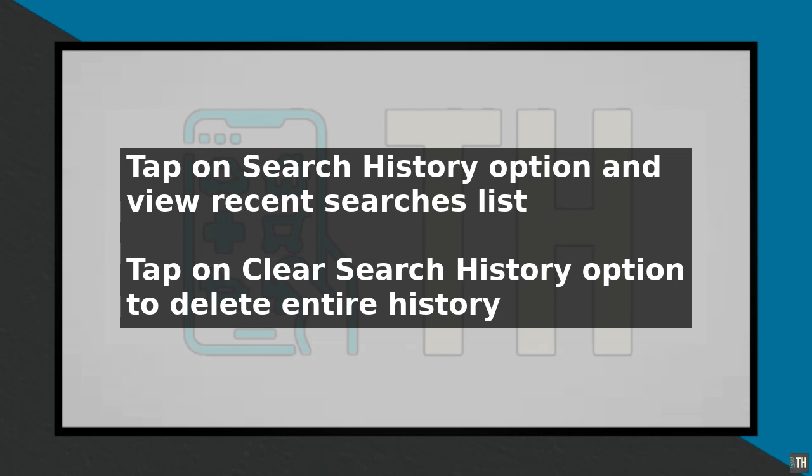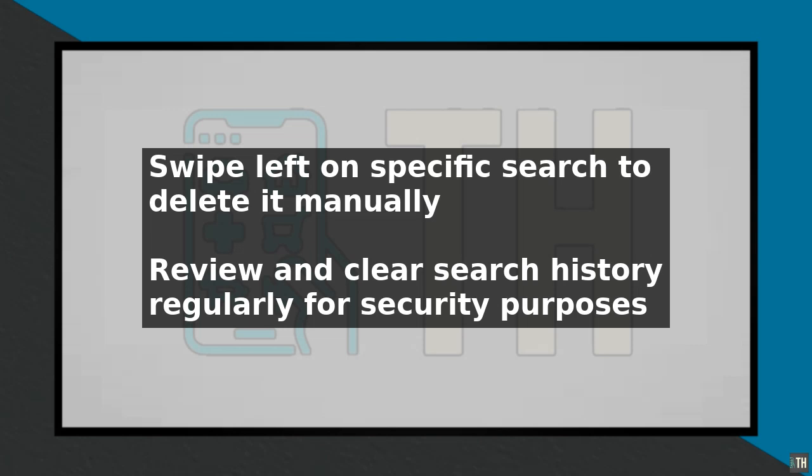It is also a good practice to review and clear your search history regularly to protect your personal data and maintain your account security. Additionally, consider using the app's privacy settings to limit the amount of data that is collected and stored. By following these simple steps, you can easily delete your search history on the Walmart app and maintain control over your personal data. Regularly clearing your search history is an essential part of maintaining your online privacy and security.